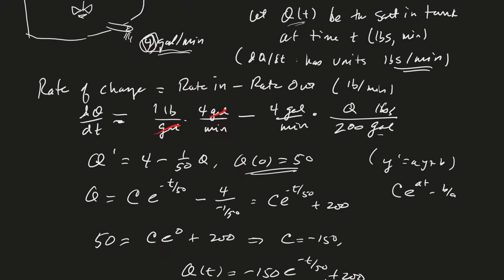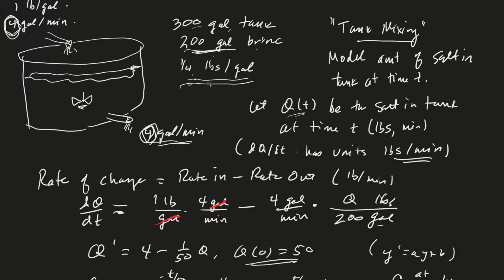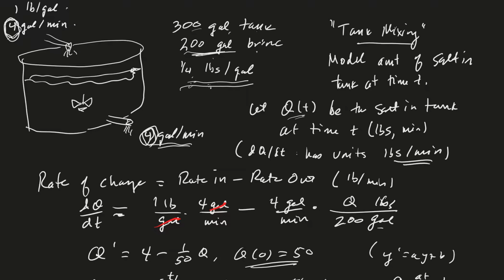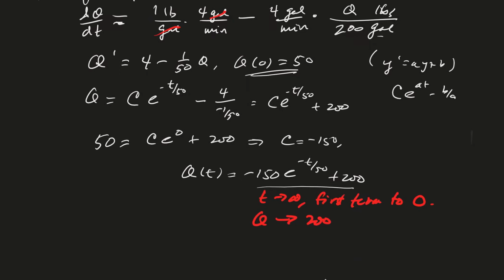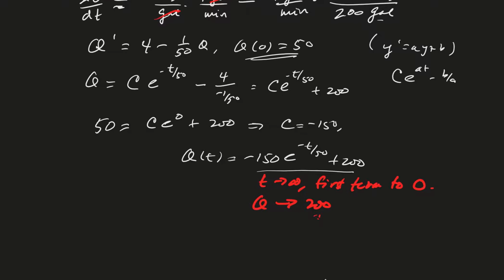Let's go back up here. As time goes to infinity, you might think that the concentration of salt in the tank at time t should go to 1 pound per gallon, right? Because that's the only thing that's incoming. You're flushing everything else out over time. And so we will have 1 pound per gallon times 200 gallons, which will give us 200 pounds of salt. So this does make sense then, and this is our good solution.